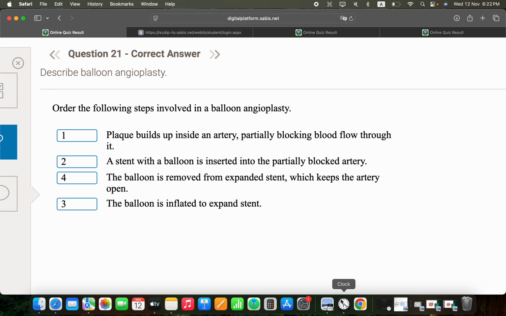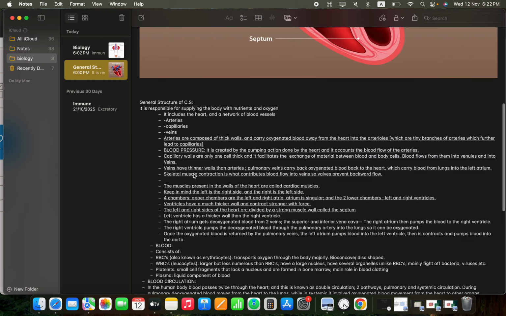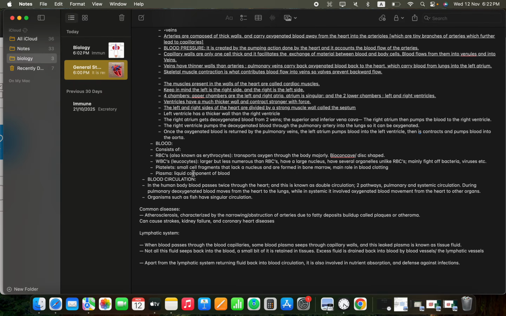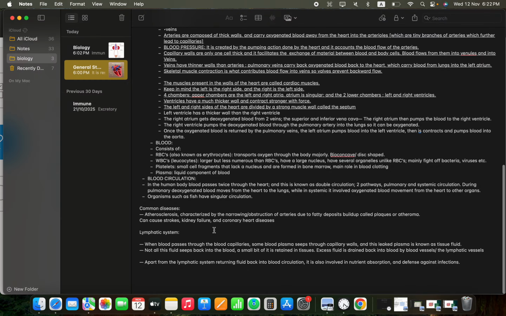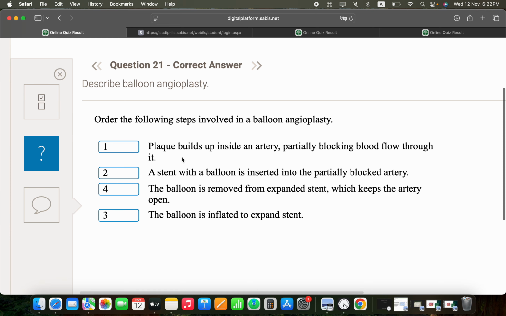This is the disease where it's atherosclerosis. It's characterized by the narrowing or obstruction of arteries due to fatty deposits or buildup called plaques or atheroma. So this is what we're talking about. This is the treatment for it.